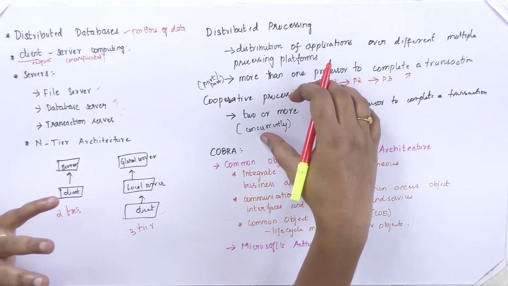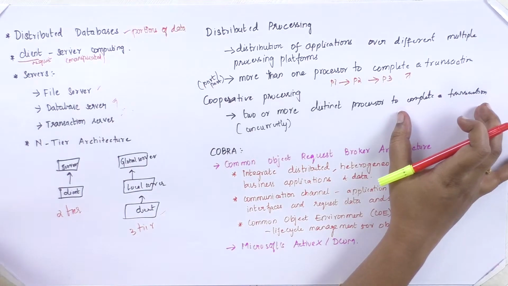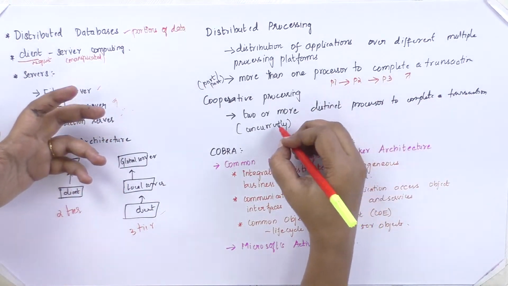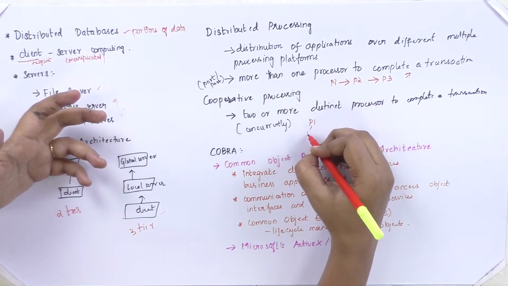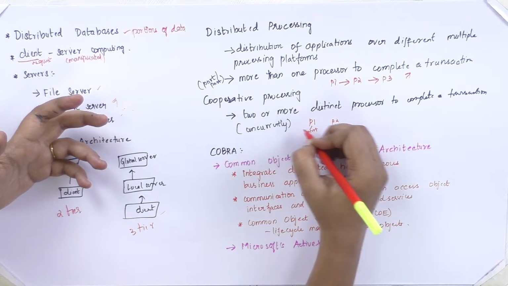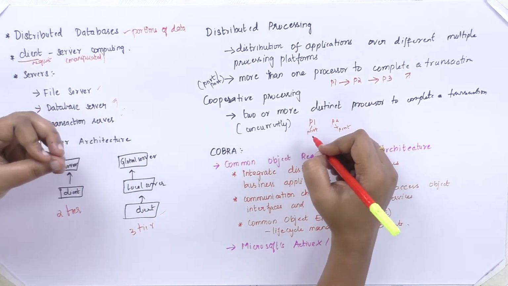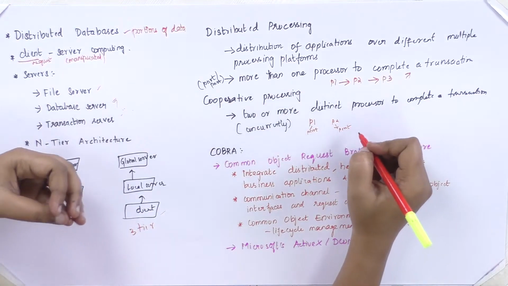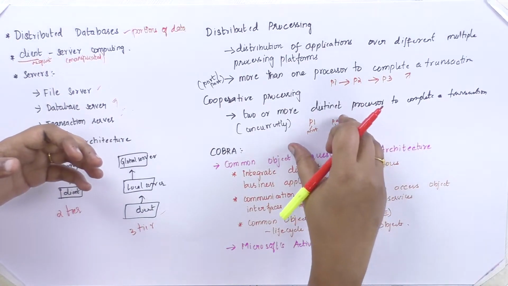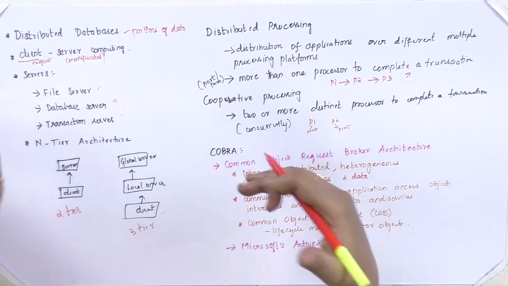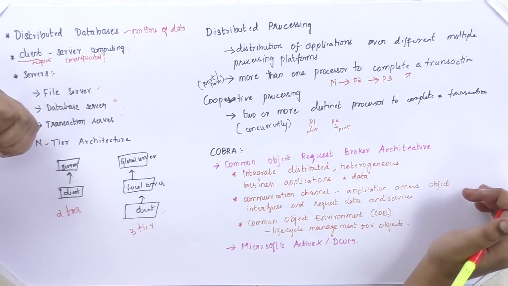Cooperative processing, in the sense, here also to complete a single transaction you need different processors, but here processor 1 will be doing one part of the transaction, and processor 2 will be doing some other part of the transaction concurrently. So when part 1 is done by processor 1, at the same time part 2 is done by processor 2 concurrently. If the work is done concurrently by different processors to complete a transaction, then that process is called cooperative processing.